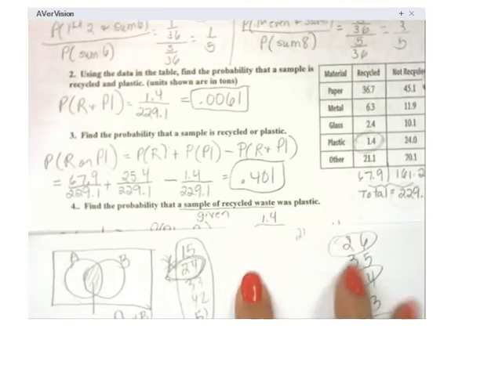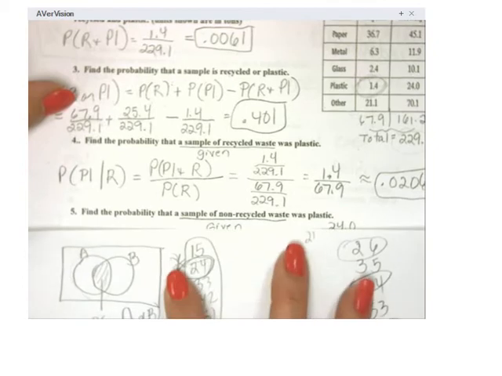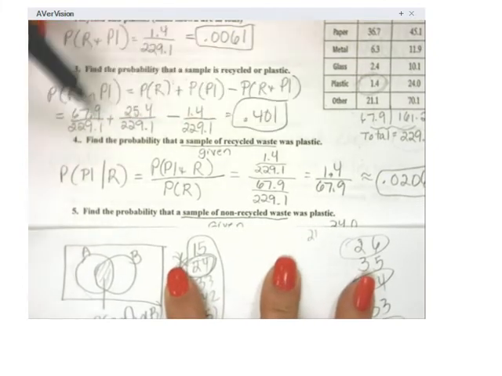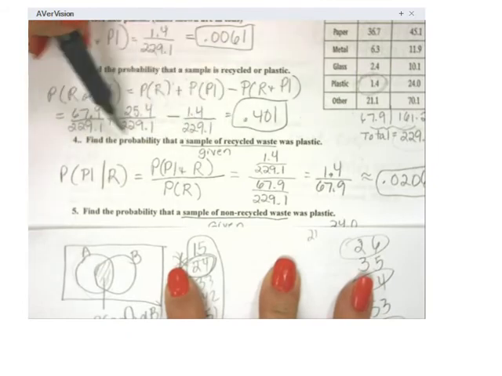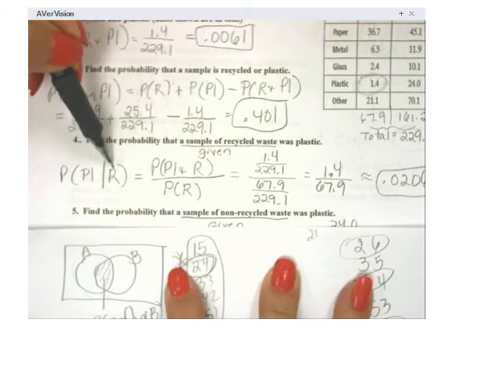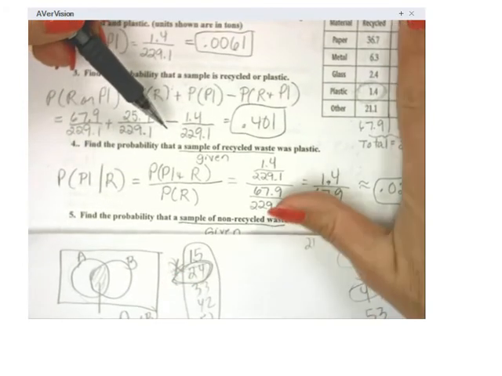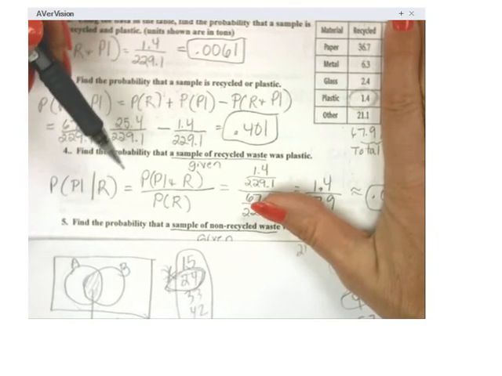Now, number 4, let's look at a conditional probability. Find the probability that a sample of recycled waste was plastic. So this is a given condition. You know that the sample is recycled waste. So I know actually I don't have any of this non-recycled material. All I have is the recycled material.